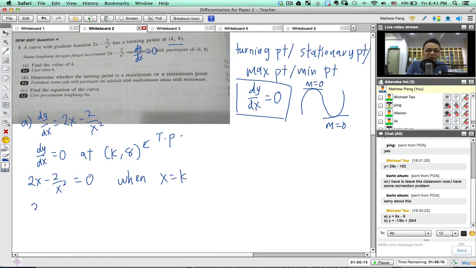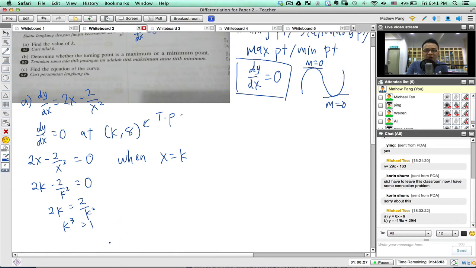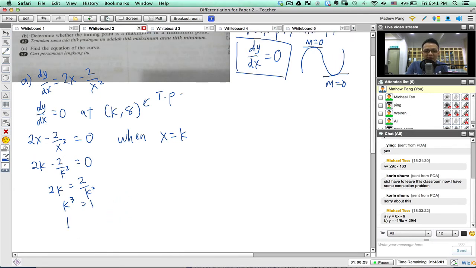So I just substitute 2k minus 2 over k squared equals to 0. So 2k equals to 2 over k squared. So basically, k cubed will equals to 1. So therefore, k will equals to 1 also. Yes, you can easily get this one. I think it's 1 or 2 mark question only. Alright, can understand or not?